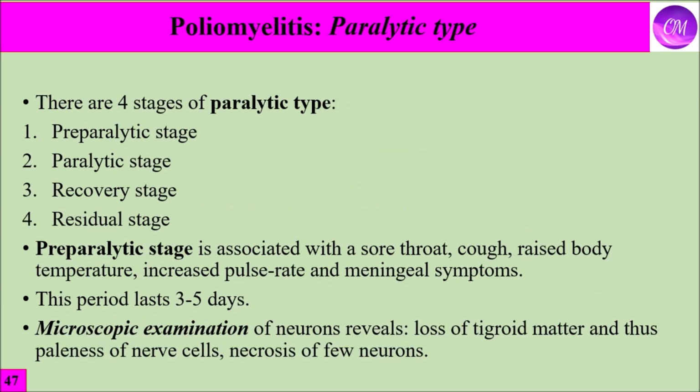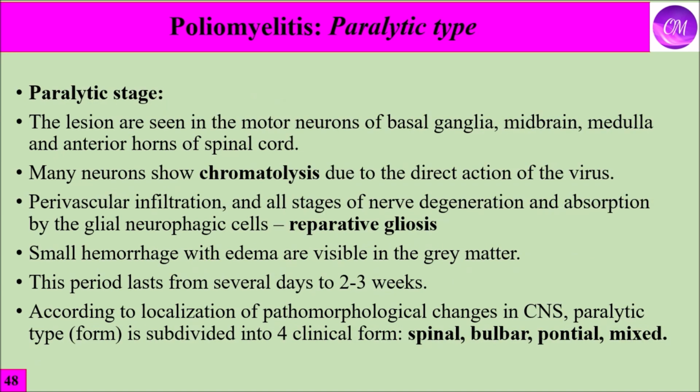There are 4 stages of the paralytic type also: the pre-paralytic stage, paralytic stage, recovery stage, and residual stage. Pre-paralytic stage is associated with a sore throat, cough, raised body temperature, increased pulse rate, and meningeal symptoms. This period lasts 3 to 5 days. Microscopic examination of neurons reveals loss of Nissl matter and thus paleness of nerve cells, necrosis of few neurons. The paralytic stage. The lesions are seen in the motoneurons of basal ganglia, midbrain, medulla, and anterior horns of spinal cord.